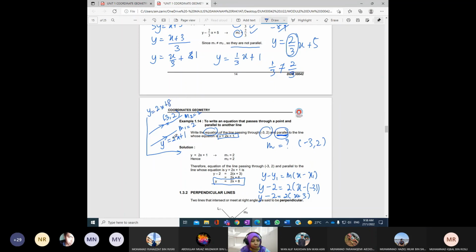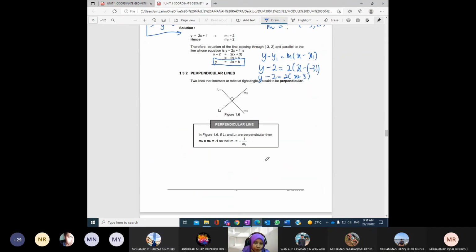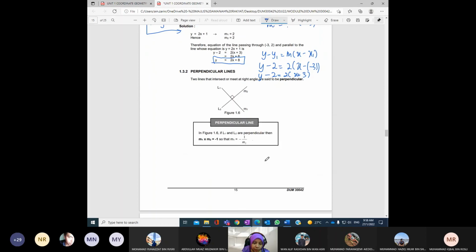Okay. You memang nampak okay the gradient are the same but they are not the same line. Boleh faham? Any question to ask so far? No, madam. Okay, alright, thank you. Okay, we are going to proceed with another one now. Tadi parallel line.